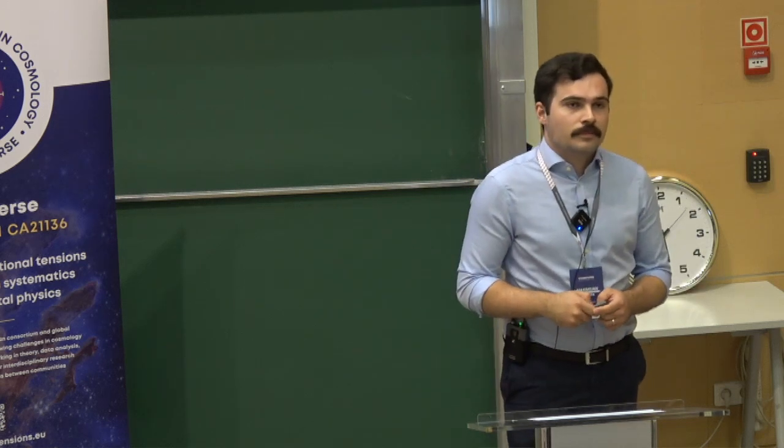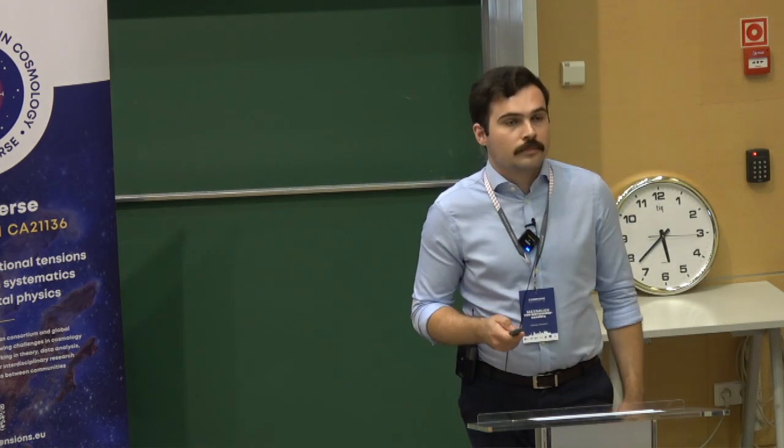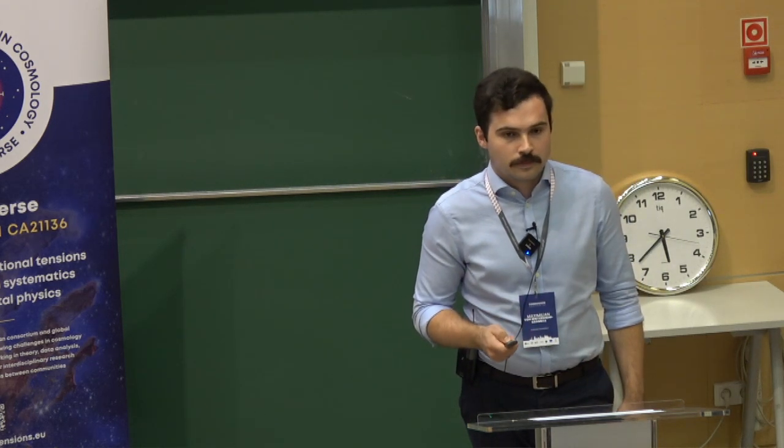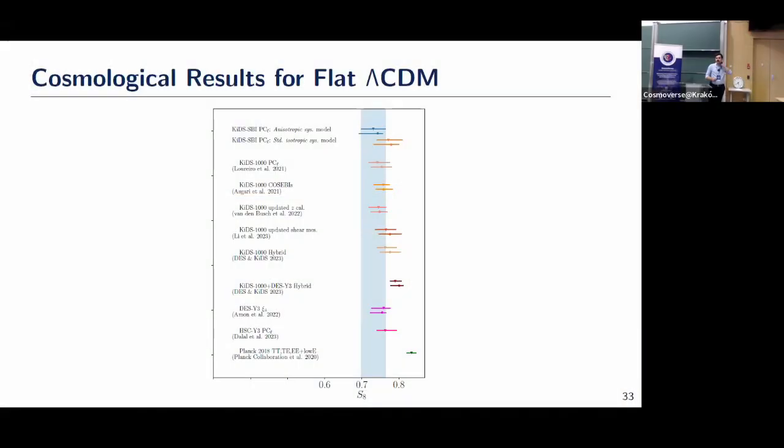Last question. Great talk, Max. Could you go to your plot with the S8 estimates from the different surveys? I was looking at this and noticed that the isotropic systematics model has quite asymmetric error bars relative to the anisotropic systematics model. And I was wondering why that is, or do you have any insight into that?